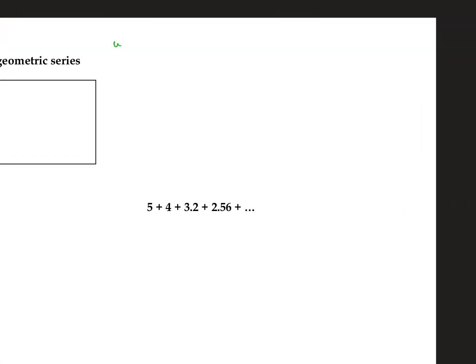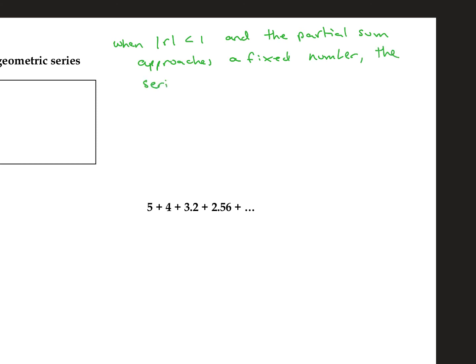So when the absolute value of r is less than 1, and I'll clear this up, and the partial sum approaches a fixed number, the series is said to converge.